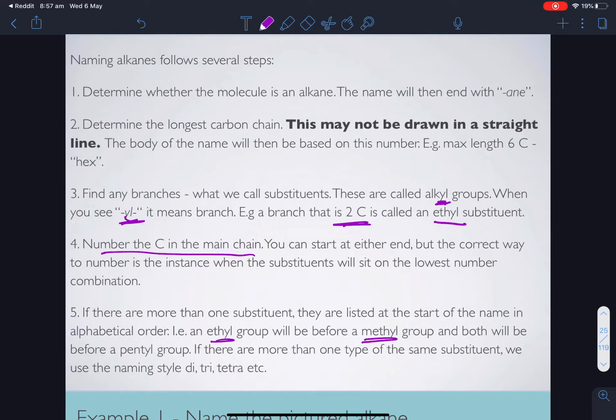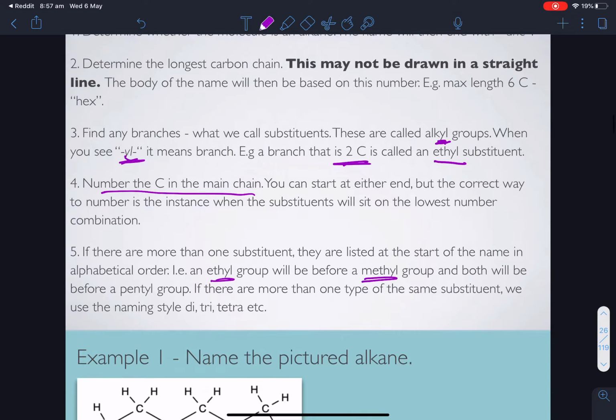If there is more than one of the same type of substituent, we use a naming prefix. So if there are 2 methyl groups on there, we use dimethyl. Di, tri, tetra, stuff like that. Okay, let's do some examples.